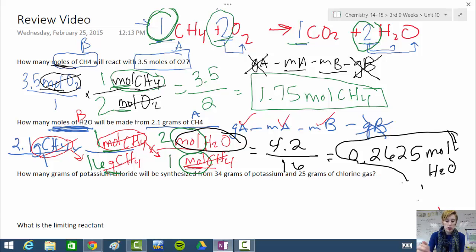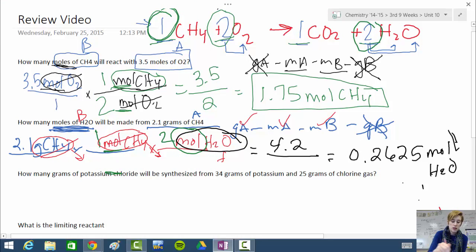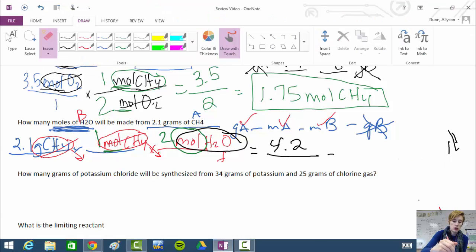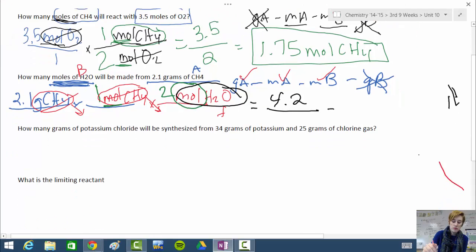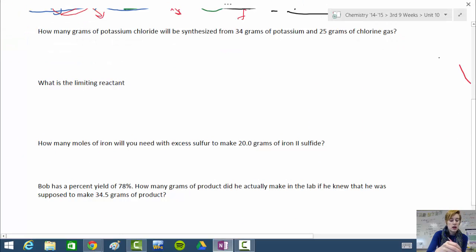Okay, so now I'm going to erase some of that, and we'll move on to our next problem. This problem requires us to write out our reaction. It's not really given to us. So let's write it out. It says potassium chloride will be synthesized. That means made, so I know potassium chloride is a product. Potassium's charge is +1 because it's in group 1. Chlorine's charge is -1 because it's in group 17. So those charges even out, and I just leave it as KCl.